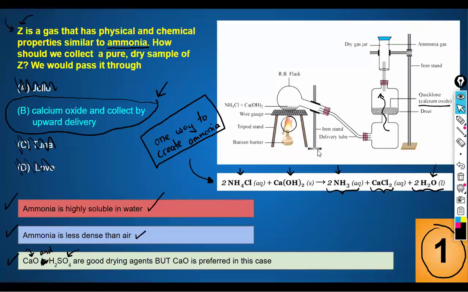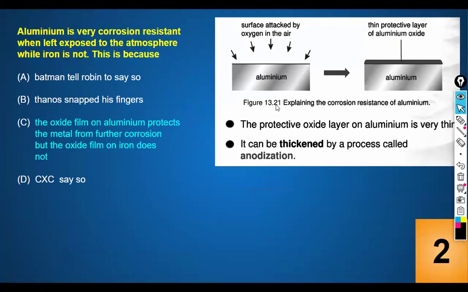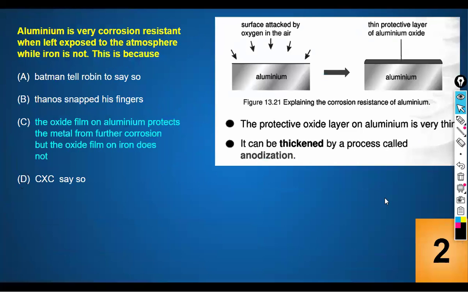Let's look at the second question that most people don't know the answer to. I believe I discussed this one last year. This question deals with aluminum, like why aluminum doesn't rust. Well, the correct word is actually corrode. Why does aluminum last so long?